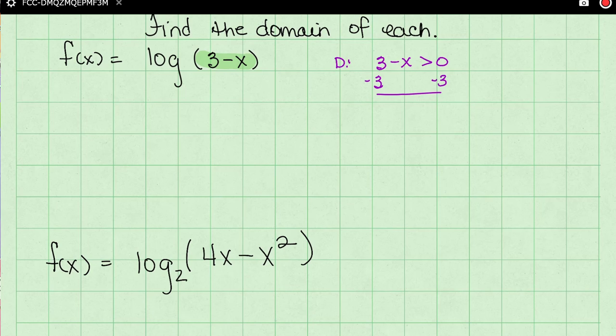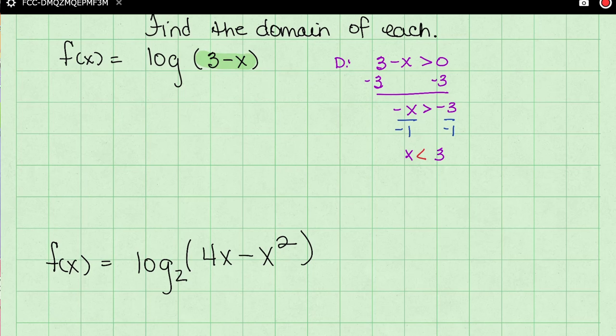So if we were to subtract 3 from both sides, we get negative x is greater than negative 3, and then we have to divide both sides of the equation by negative 1. And hopefully you remember that that is a special case. When you divide both sides of an inequality by a negative number, you have to flip the inequality sign.